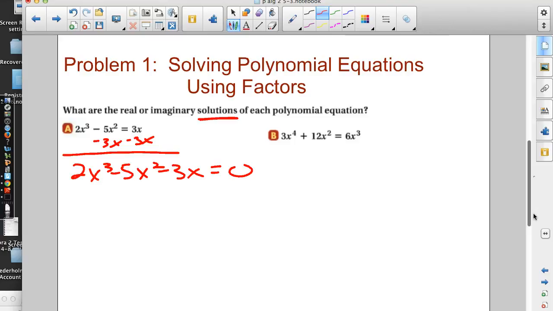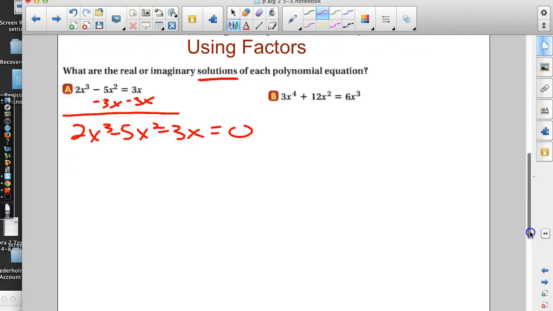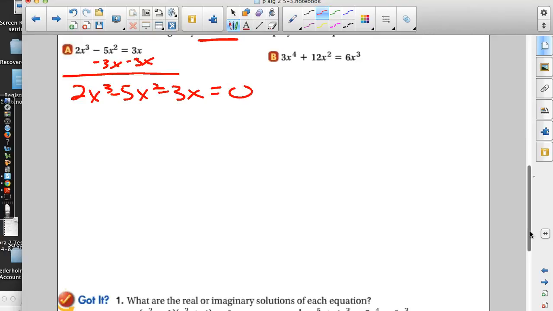But then, just like we did in the charts, you think, okay, step 1 is always GCF. So do I have something I could pull out of all 3 of these terms? What is it? I have to do that.